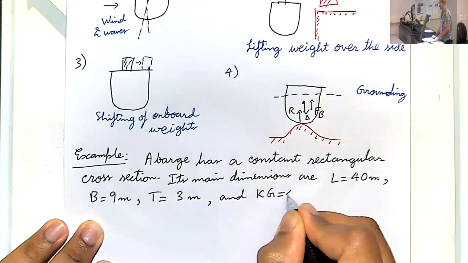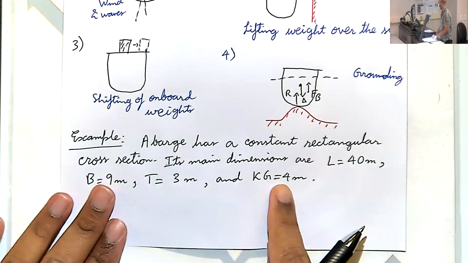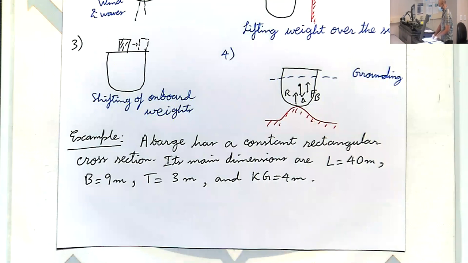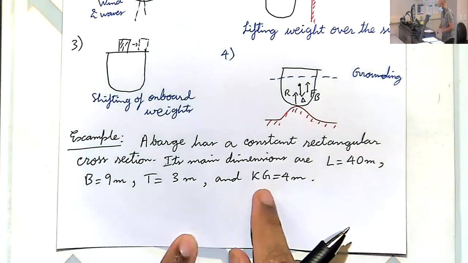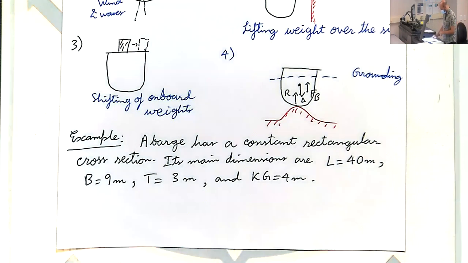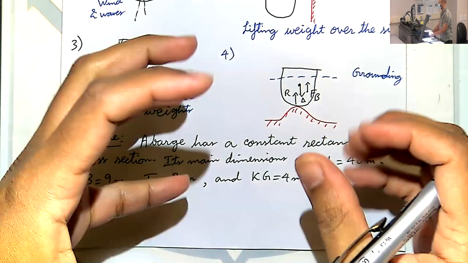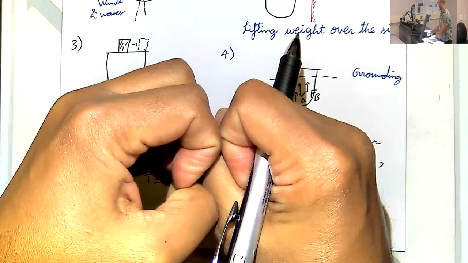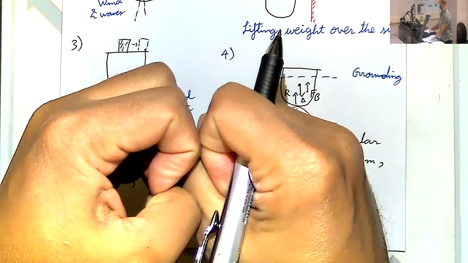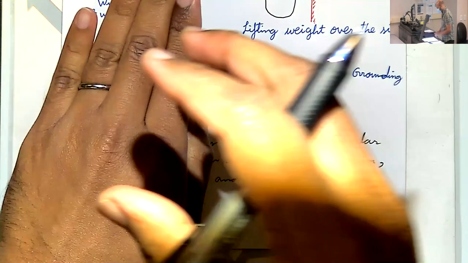Usually when you load your ship, you'll have a very good idea of where KG would be. How do you compute this? Basically, it's the same thing as combining two different objects and finding the combined center of mass. On the hull, you have a center of mass. You add a container, which has another center of mass. You can find the combined center of mass.